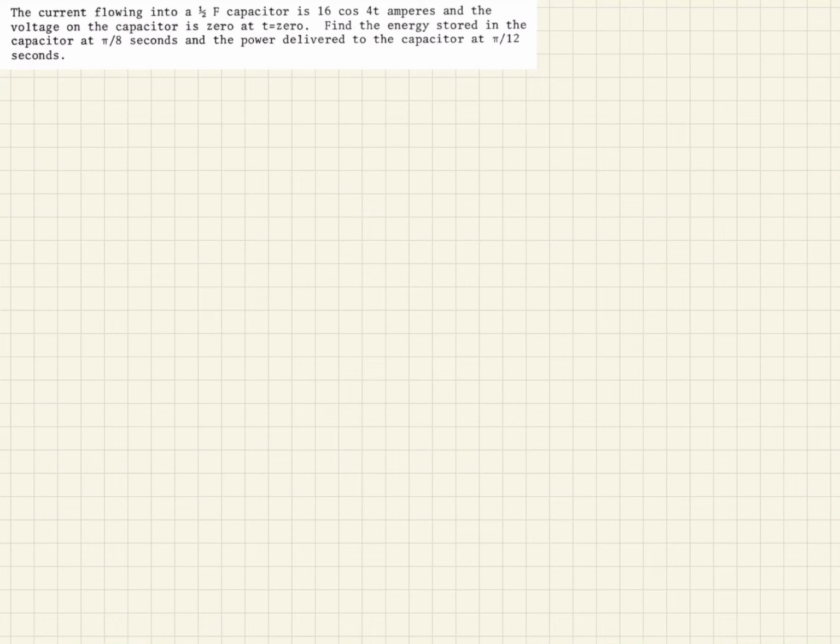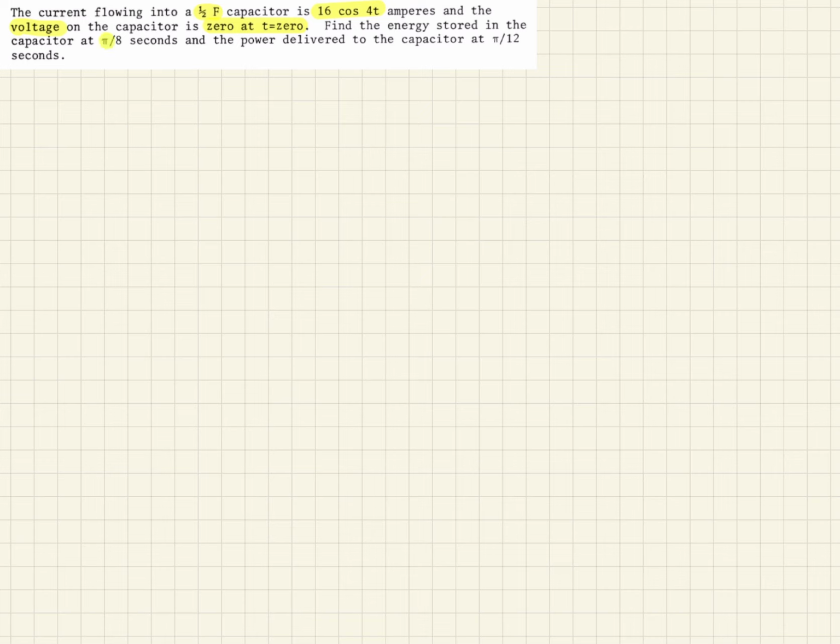So in this example, we're told that we have a 1/2 farad capacitor, and we're told that there is a current flowing into the capacitor that is defined by 16 cosine 4t. And we're also told that the voltage on the capacitor is 0 at t equals 0 seconds. And so they're asking us to solve for a couple of things here.